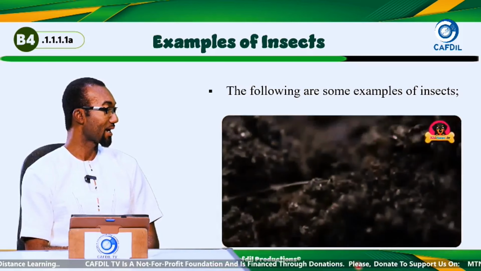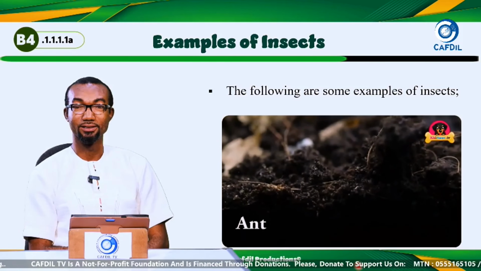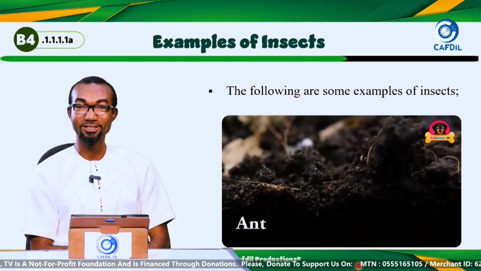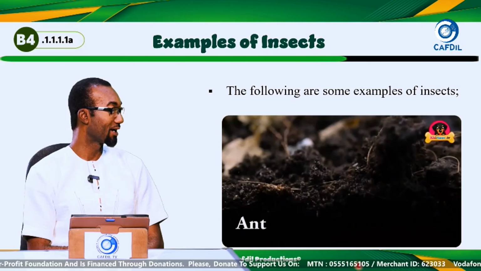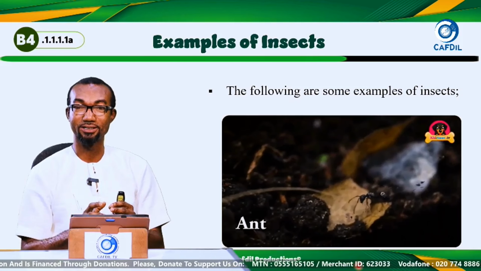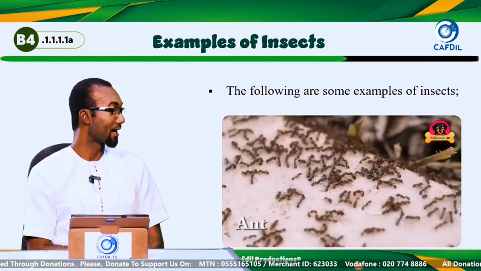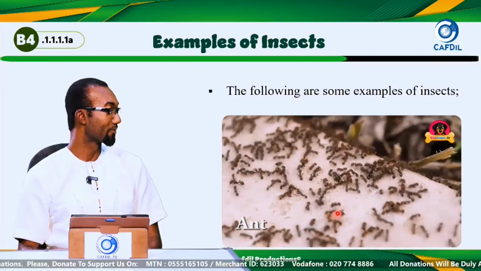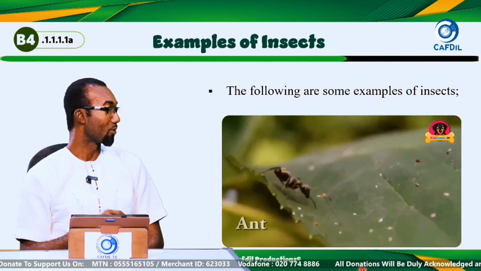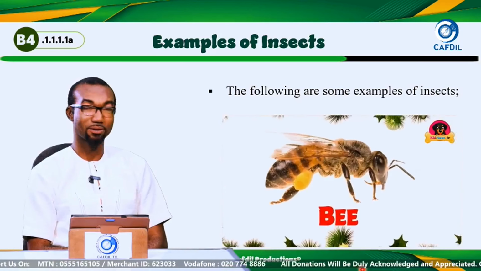The second one is ants. They like sweet things. So if you leave your sugar or your bread or your pastries uncovered, you will see these ants around as you see them here. So ants is also an example of an insect.